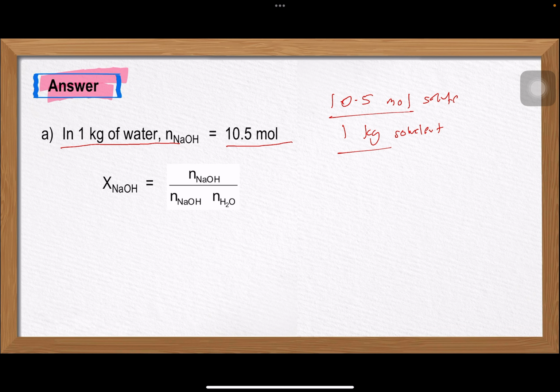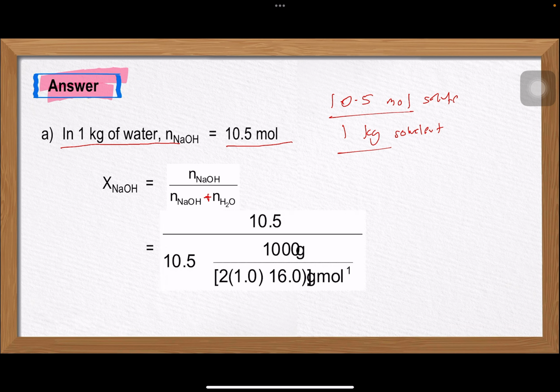So from here we can identify the mol fraction. Mol fraction of NaOH is mol NaOH divided by the sum of all mol in the solution, that is mol NaOH and mol H2O. So mol NaOH already known, 10.5. So mol NaOH plus mol H2O. Mol H2O is 1000 gram divided by the molar mass of H2O. In this calculation, you can calculate in here or in another place and add in this formula. So the answer is mol fraction for NaOH is 0.159.